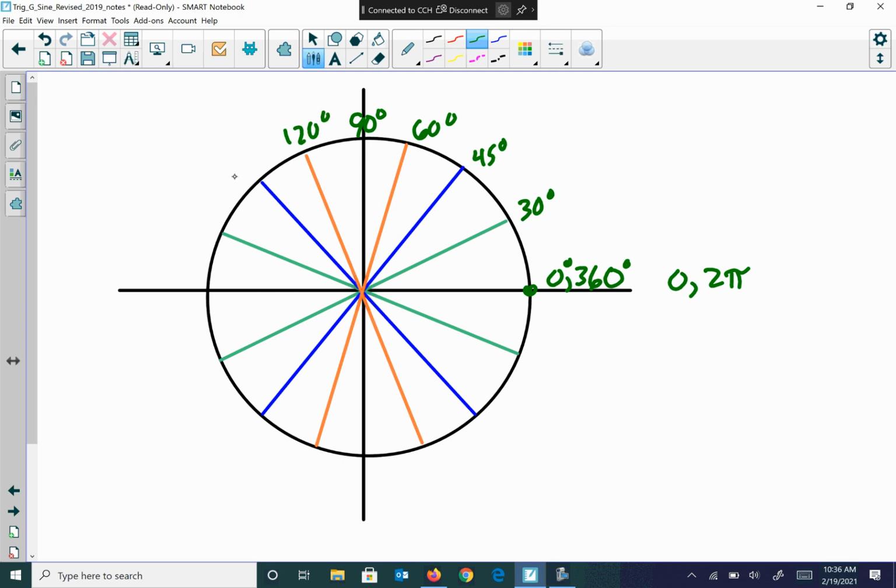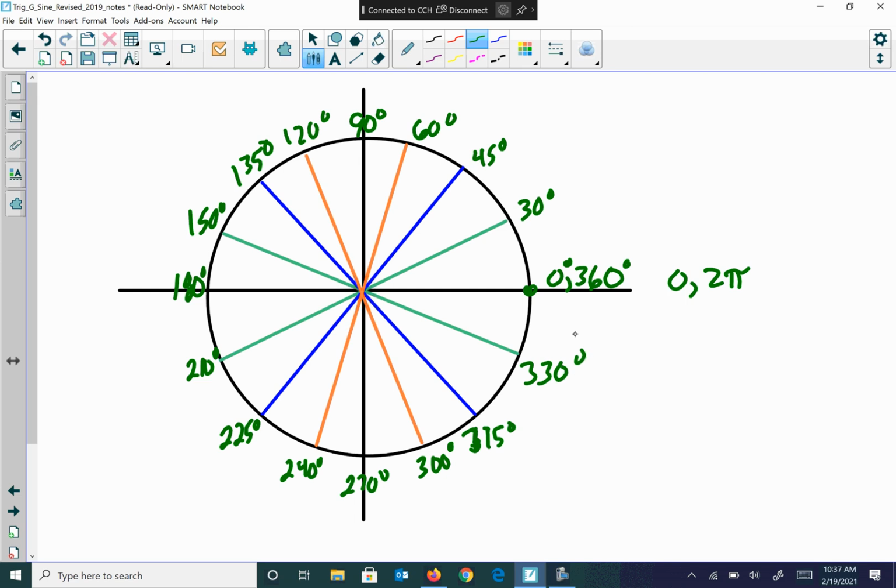120 degrees, 100 and, oh my gosh, I just had a total brain fart. 135, thank you. 150, 180, 210, 225, 240, 270. Let's see, that's 300, 315, 315, and 330. Does that look right?